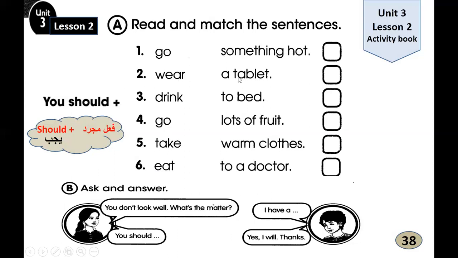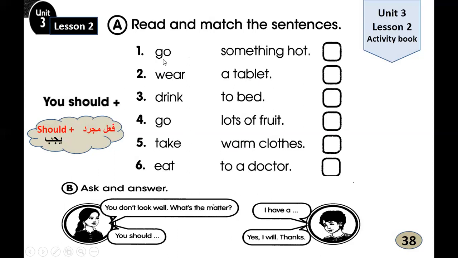وهذه قلنا تيجي أيضا بمعنى آخر بمعنى التاب اللوحي الذكي يعني اللابتوب اللي تستعملونه أنتم التاب الصغير. بس هون جتني في التمرين بمعنى حبوب أو دواء. to bed إلى الفراش أو إلى السرير. lots of fruit الكثير من الفواكه. warm clothes ملابس دافئة. to a doctor إلى الطبيب.